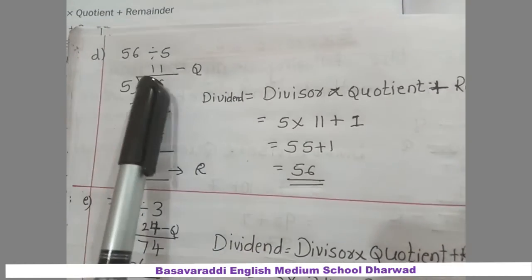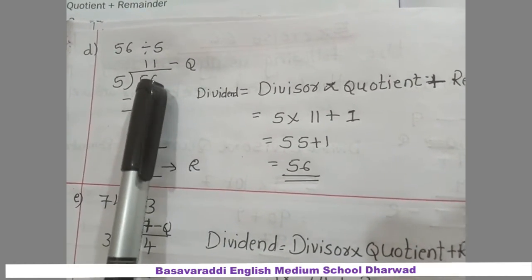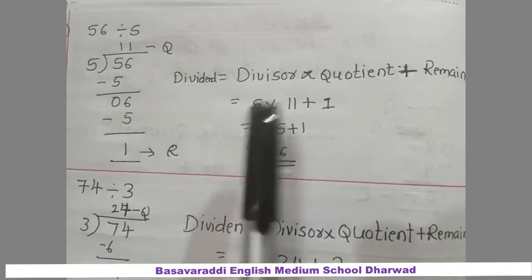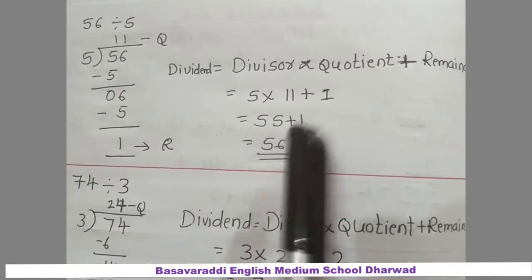So 56 divided by 5. So 11 is the quotient and R is the remainder. So 5 into 11 plus 1, 55 plus 1, 56.